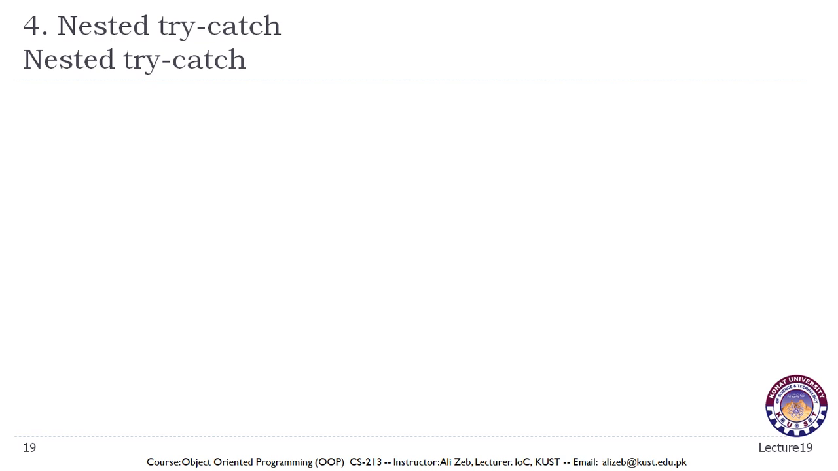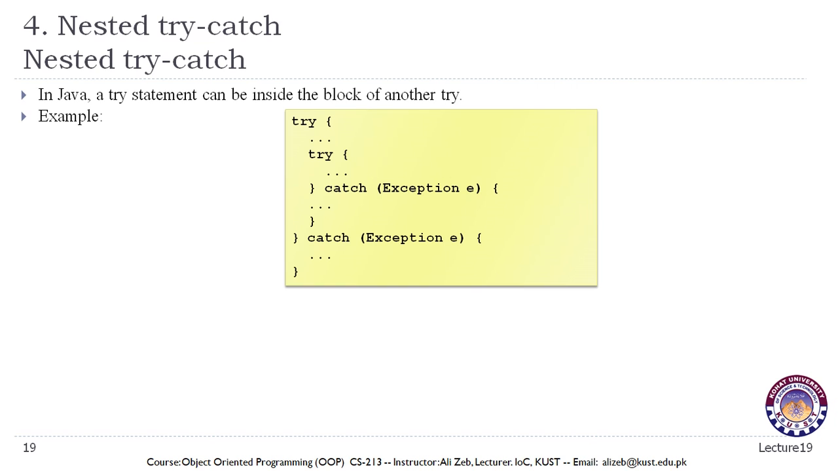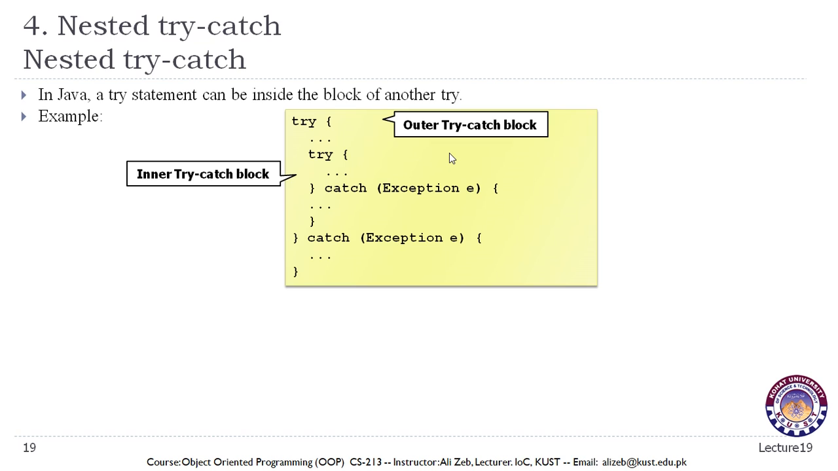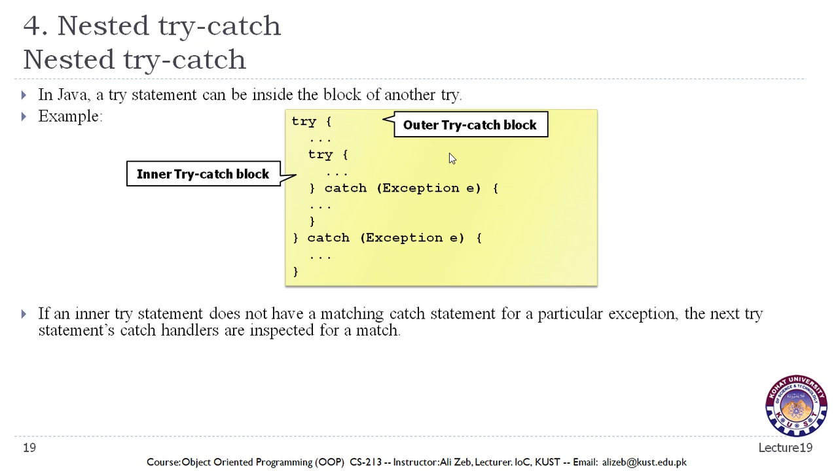The nested try catch block. In Java, a try statement can be inside the block of another try. For example, we have a try block, then we can write another try catch block inside this try block. This is the inner try catch block, and this is the outer try catch block. And there are situations where we might need this kind of nesting, where we insert a try catch block inside another try catch block.